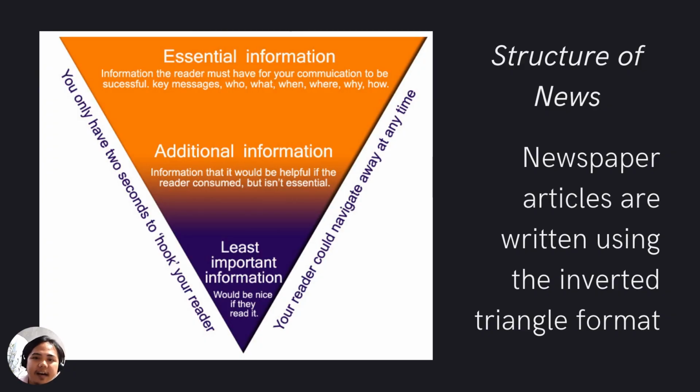Now, let us have the structure of news. Remember, my dear students, that newspaper articles are written using the inverted triangle format, as you can see in the illustration. Most journalism experts agree to use the triangle, not pyramid. The inverted pyramid format is three-dimensional. That is referring to special cases of developmental communication and interpretative journalism or investigative reportage.